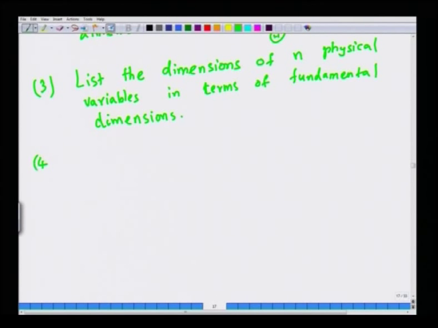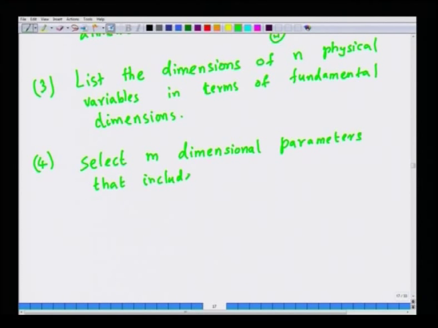Okay. Now, the fourth step is to select m dimensional parameters that include all fundamental dimensions, all three, not all three in general, all m. Okay. And of course, m is less than n, because there are n number of physical variables, and out of these n physical variables, you are choosing m physical variables which have all the fundamental dimensions.